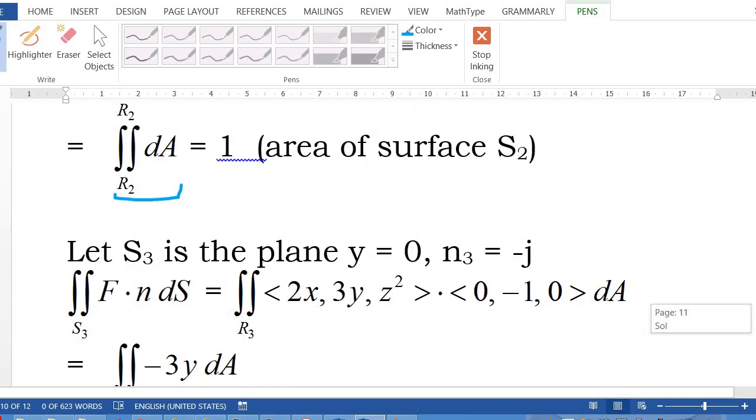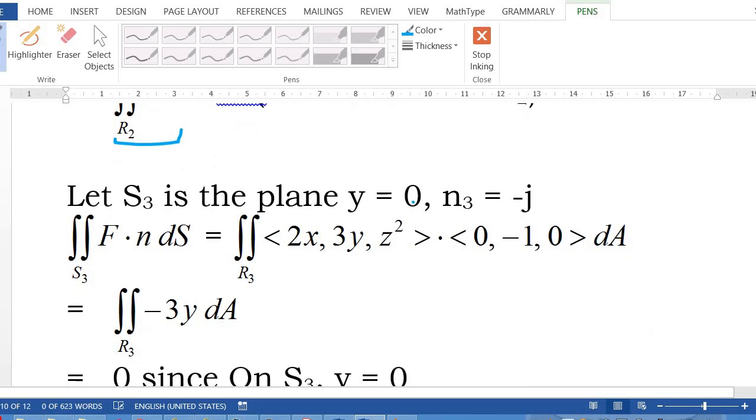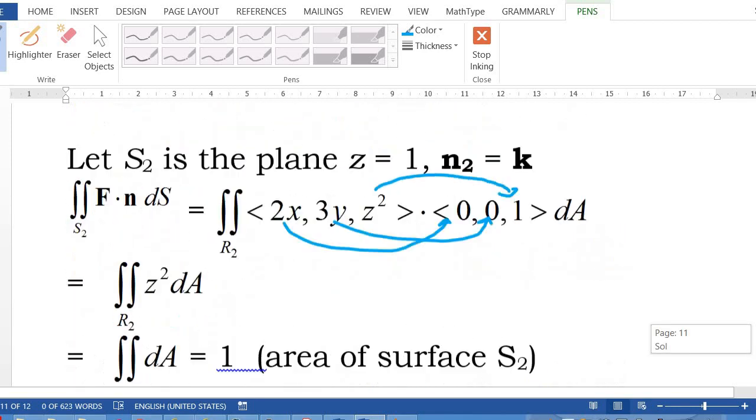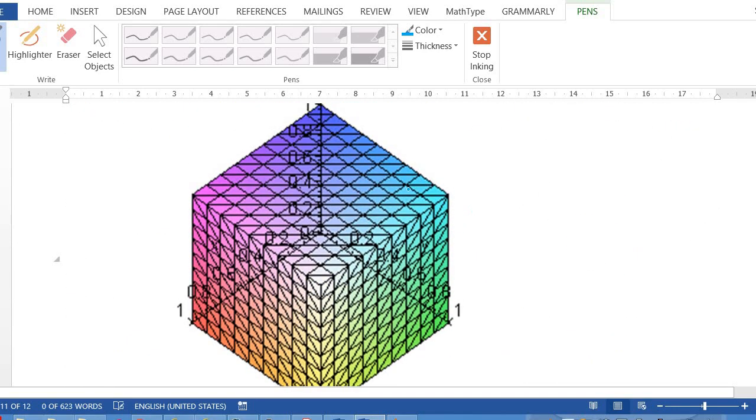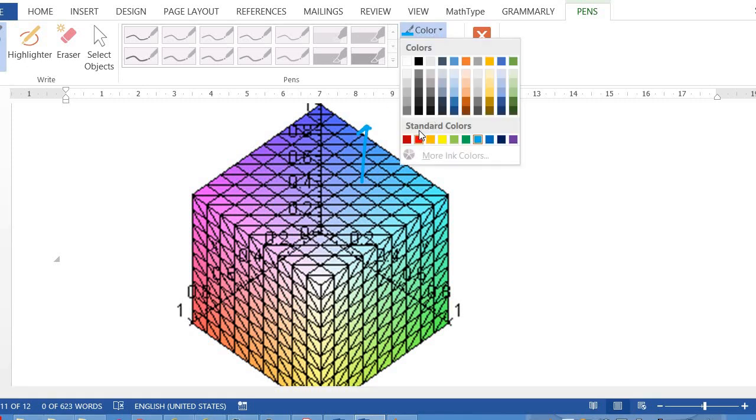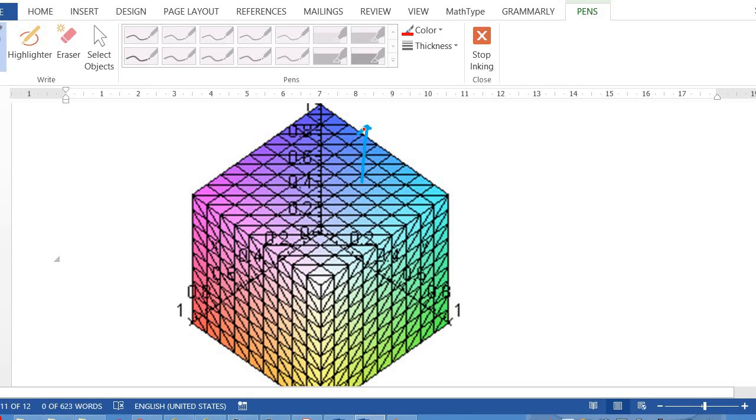Okay, S3 with the plane y equal to 0. y equal to 0 is on the zx plane. And then your unit normal vector is parallel with the y-axis, flowing out. That's why it is negative j. For z equal to 0, the unit normal vector pointing up is a positive k.